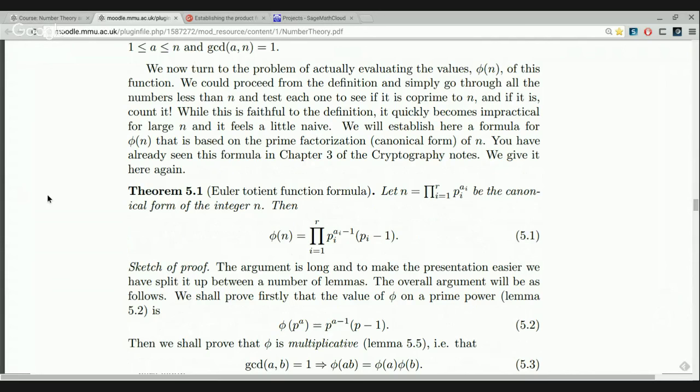Now that, in a few lines, is the proof of theorem 5.1. But you've got to ask what justifies each of those jumps. The first, going from left to right in the top line, is just replacing n with its prime factorization. That's just using the fundamental theorem of arithmetic. What justifies this last step? Well, we proved that the other day.